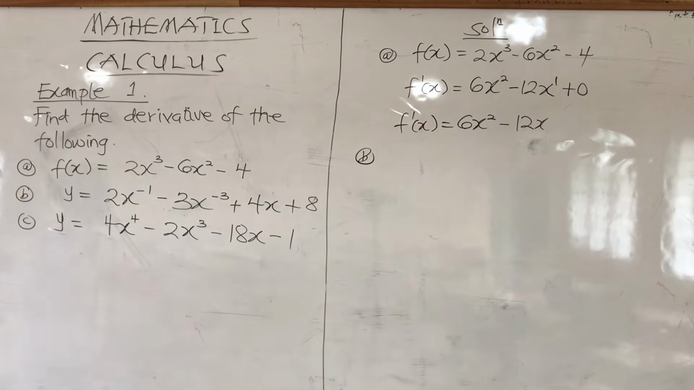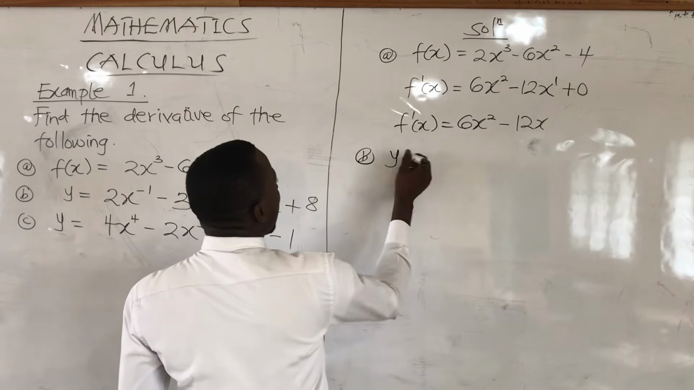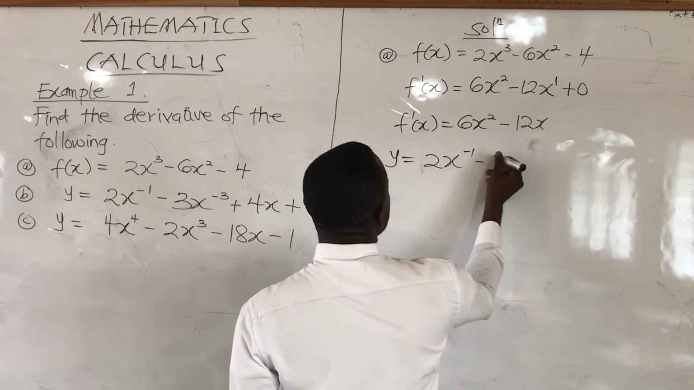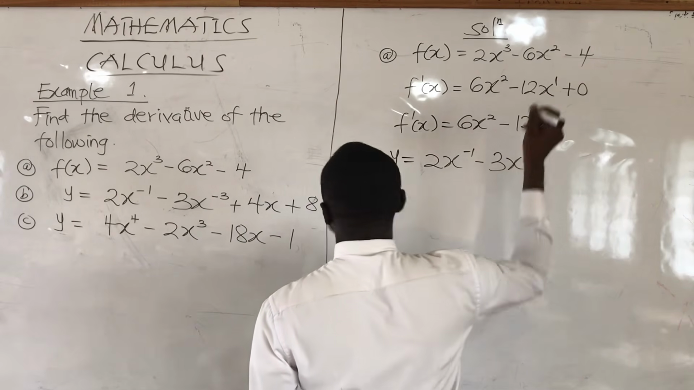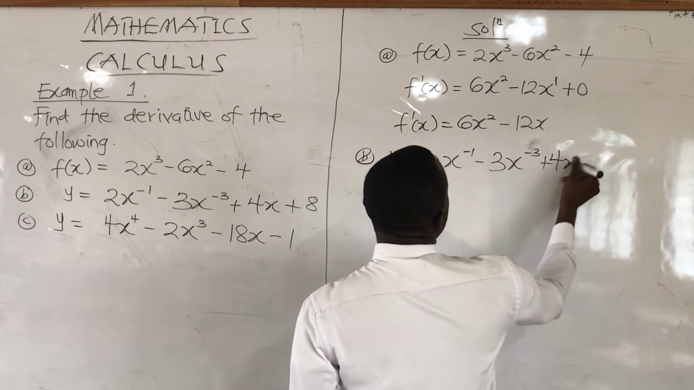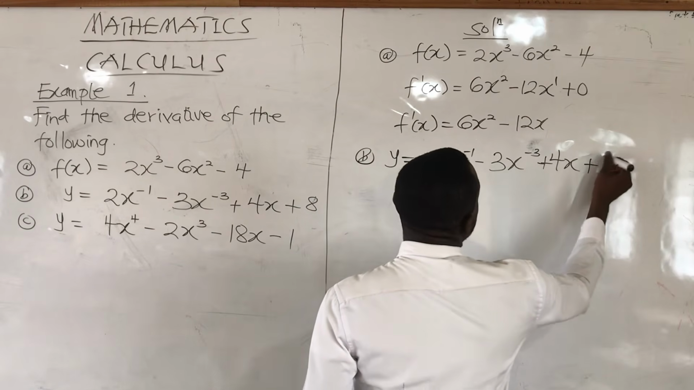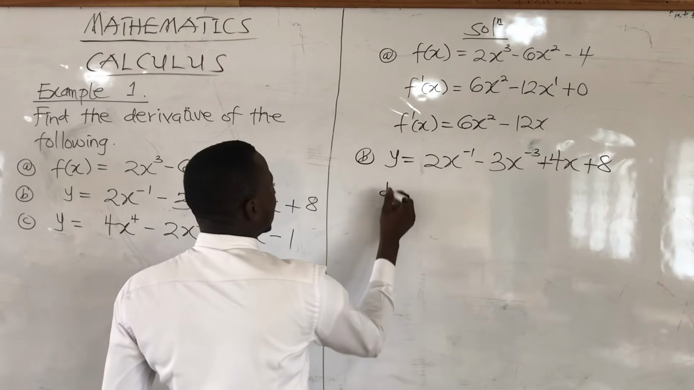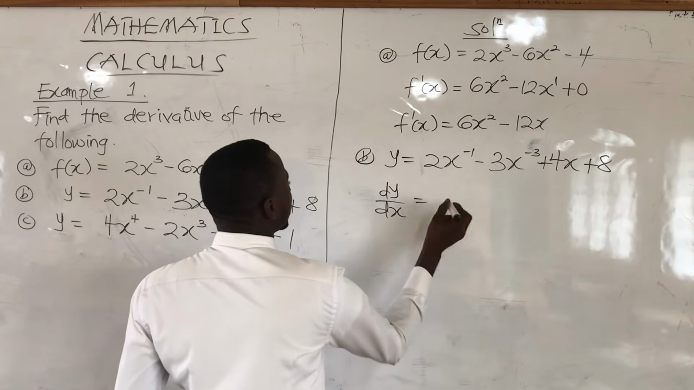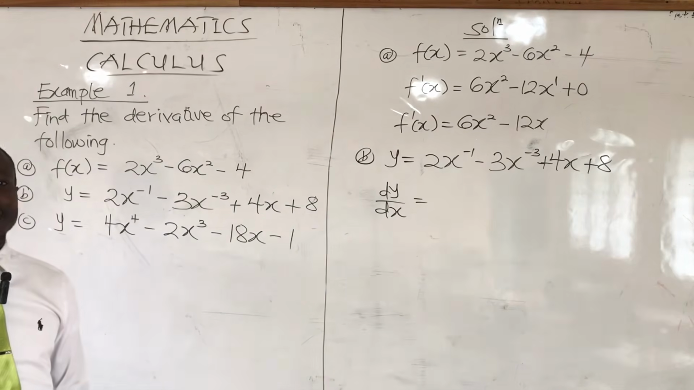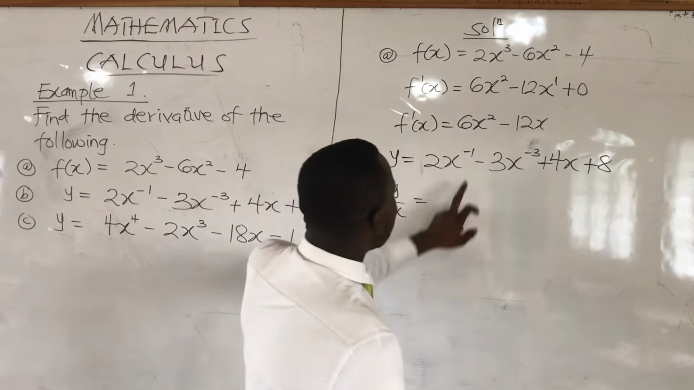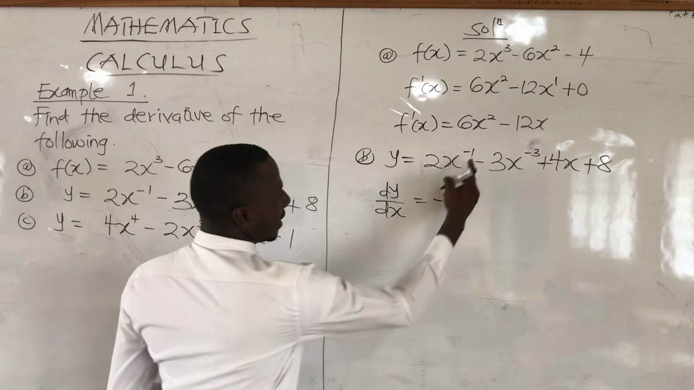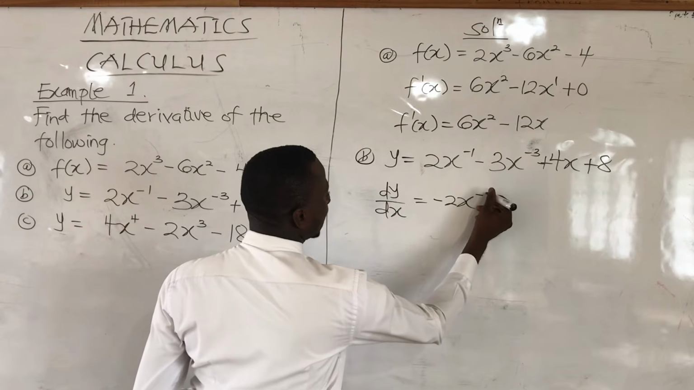All right, let's look at the second question, (b). y is equal to 2x exponent negative 1 minus 3x exponent negative 3 plus 4x plus 8. So we have to find the derivative, which is dy over dx. From here, negative 1 times 2, we have minus 2, difference 1, so x exponent negative 2.